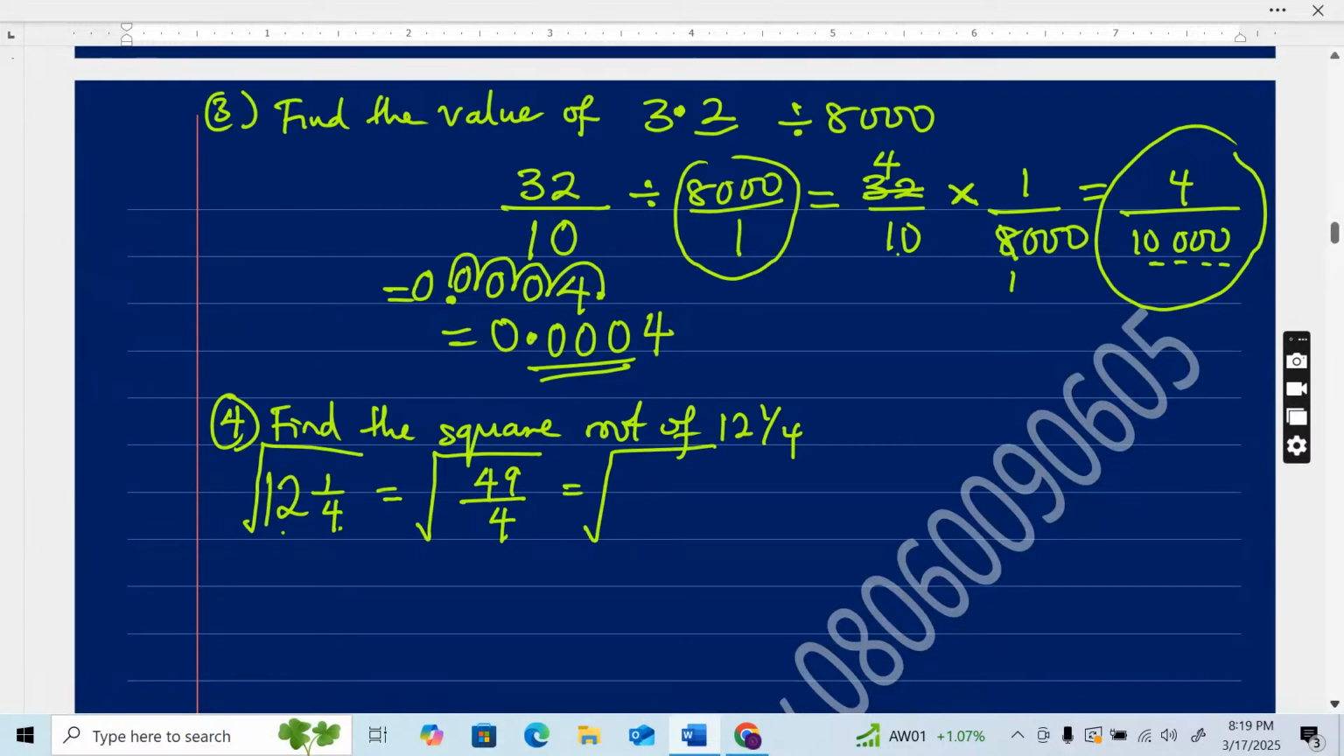Now, break down 49, that is 7 times 7, over break down 4, that is 2 times 2. Then you pick one, 7 over 2. So 7 over 2 is the square root of 49 over 4. Change 7 over 2 to a mixed number. 7 divided by 2 is 3 whole number, remainder 1 over 2. So this is the correct answer.